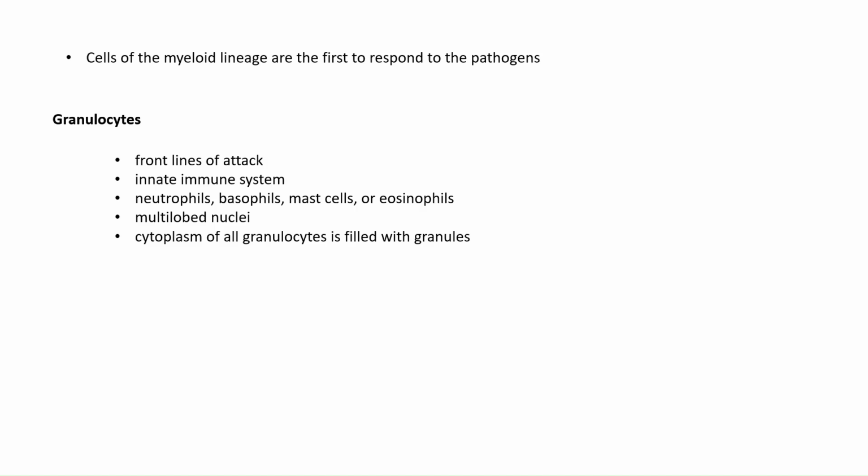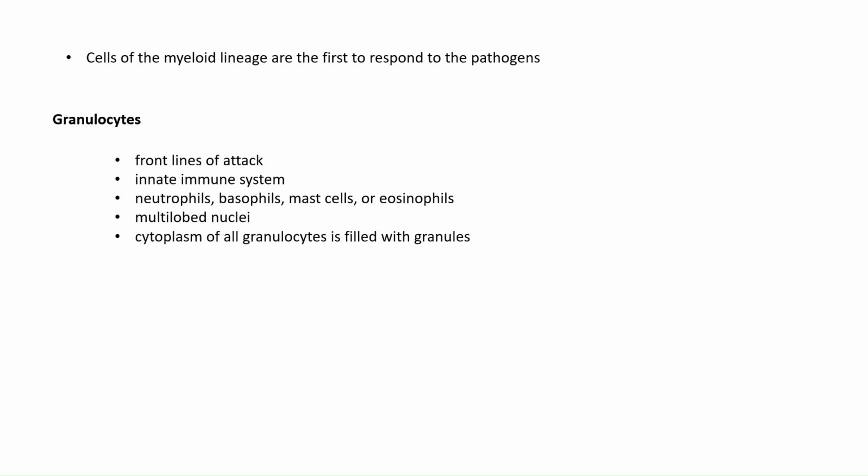Today in this video we are going to study the cells of the myeloid lineage, and in that, particularly granulocytes. The cells of the myeloid lineage are the first to respond to pathogens. As I told you in the last video also, the cells of the myeloid lineage all come under innate immunity. So these are the first to respond to the pathogens. Now in that, we are going to study today about granulocytes.